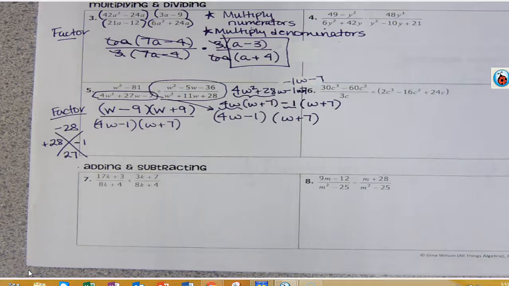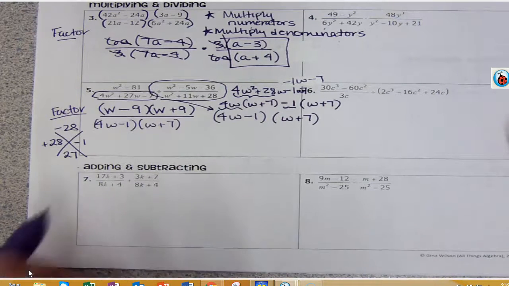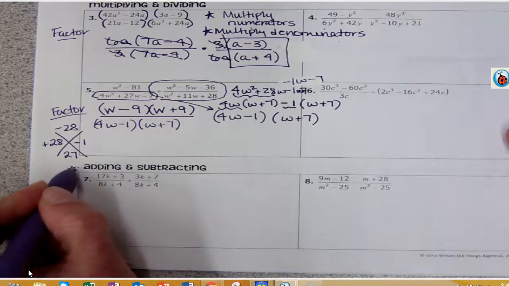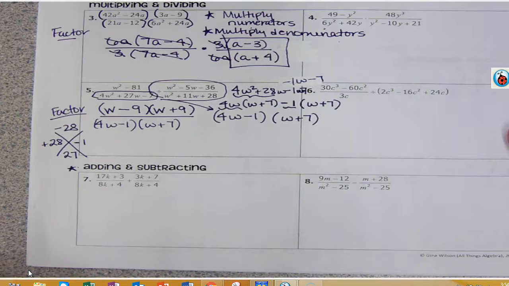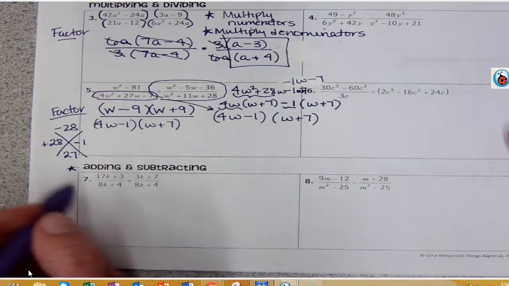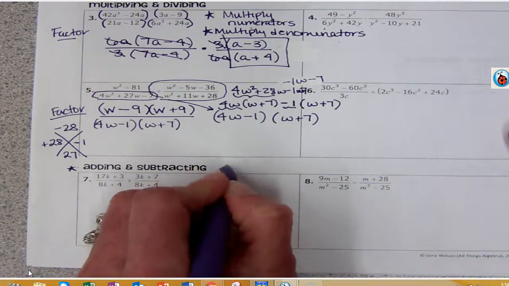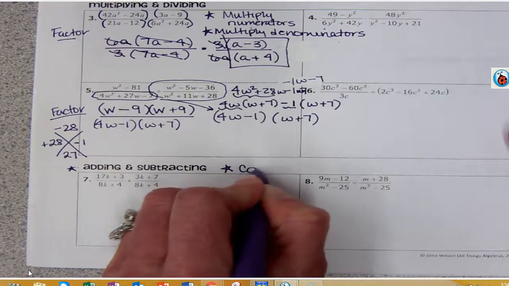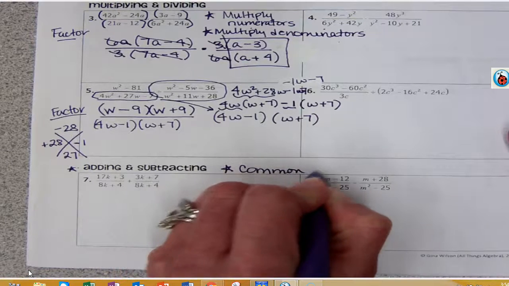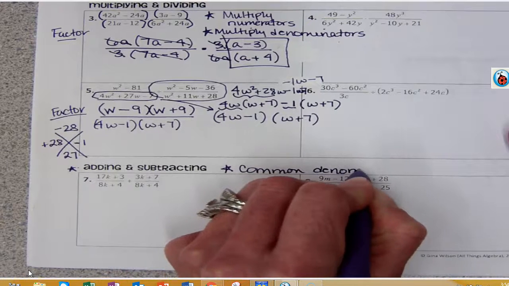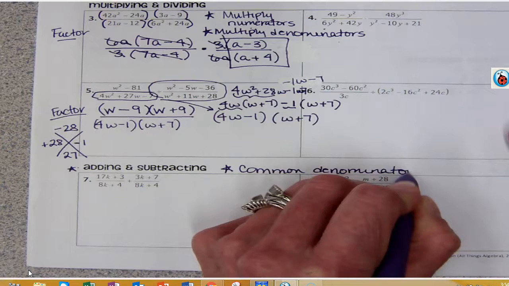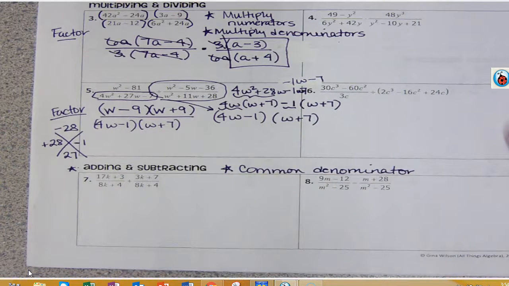Okay, so here is the how to do. We're continuing on with problem number 7 on our review. So we're adding and subtracting rational expressions. Since we're adding and subtracting, we need to make sure we have the common denominator, which means that the denominator for both fractions needs to be the same.